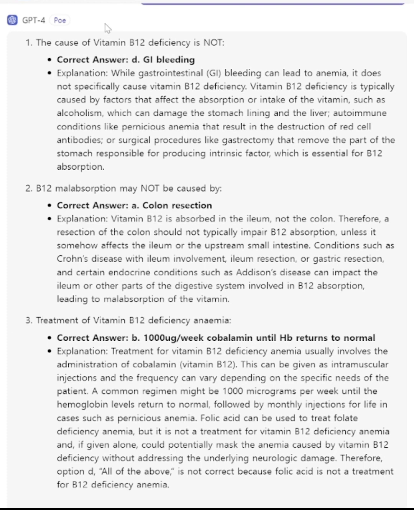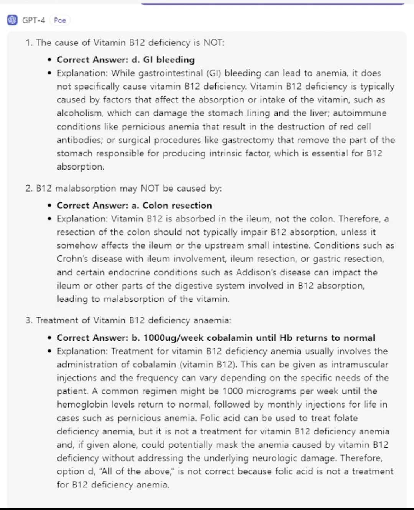1. The cause of vitamin B12 deficiency is not: the correct answer is D, GI bleeding. Explanation: While gastrointestinal (GI) bleeding can lead to anemia, it does not specifically cause vitamin B12 deficiency. Vitamin B12 deficiency is typically caused by factors that affect the absorption or intake of the vitamin, such as alcoholism, which can damage the stomach lining and the liver, autoimmune conditions like pernicious anemia that result in the destruction of antibodies against red cells, or surgical procedures like gastrectomy that remove the part of the stomach responsible for producing intrinsic factor, which is essential for B12 absorption.